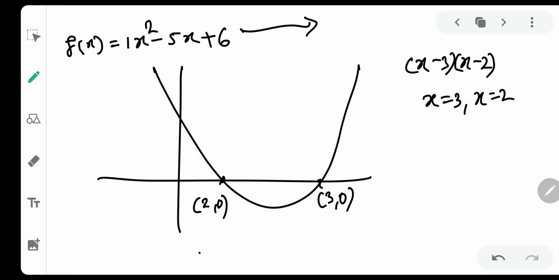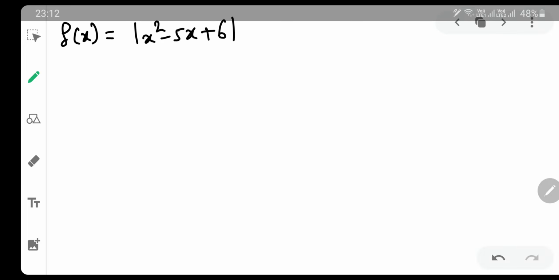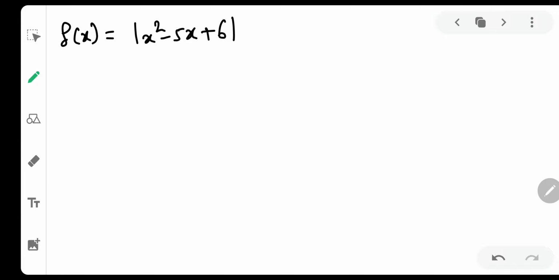So you will say, "Sir, we know this. There is nothing new in this." Yes, exactly. But if they ask you something like this, f(x) = |x² − 5x + 6|. Now let me tell you, f(x) is nothing but y. So y is basically |x² − 5x + 6|. Now let me tell you one more thing, that mod always gives a positive value or a zero value. It never gives a negative value. It tells you that y is always greater than or equal to 0. So y can be 0 or greater than 0, but it can never be negative.